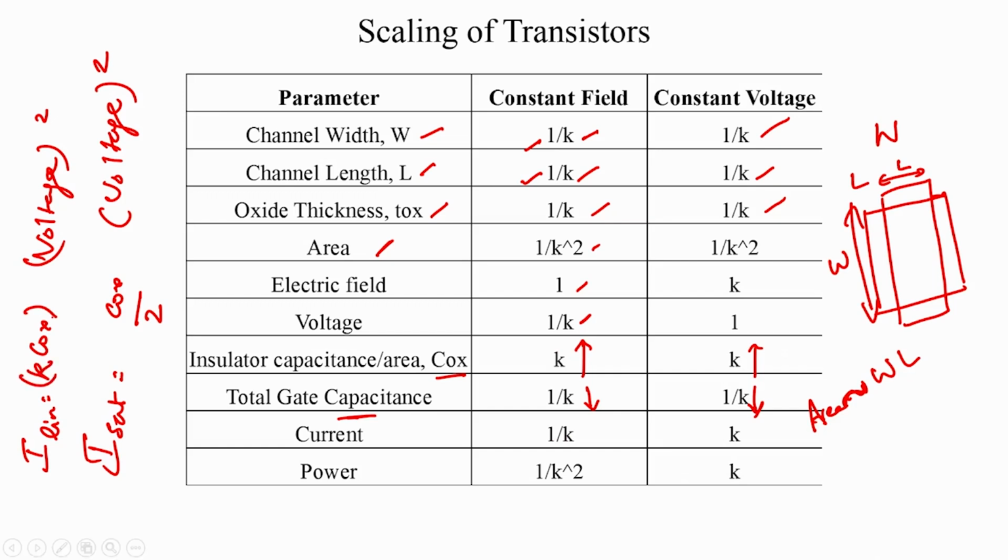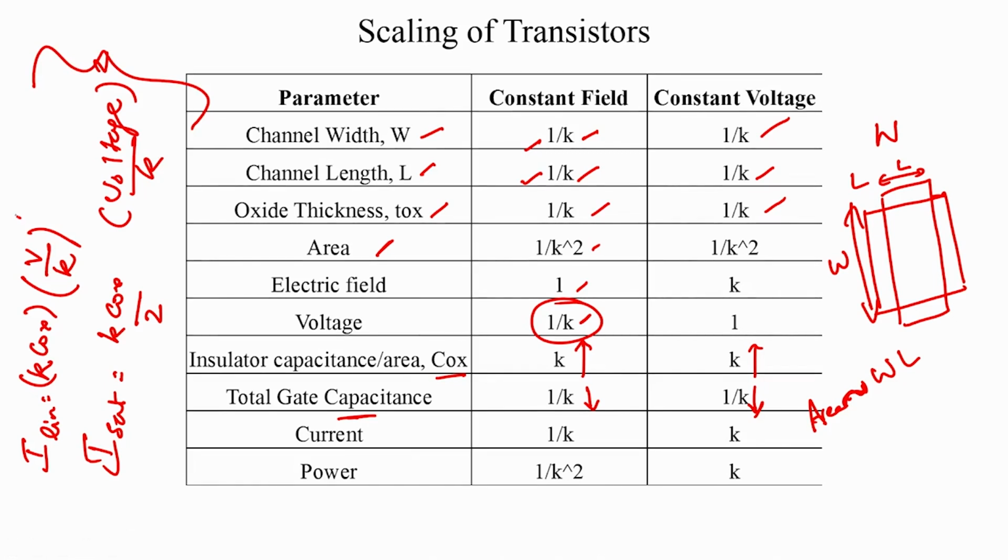And how does voltage change in case of constant field scaling? The voltage has to reduce by a factor of K. So, in the case of constant field scaling the current has to reduce by a factor of K. So, you can see it is V square by K square into K Cox, and therefore, the current reduces by a factor of K.